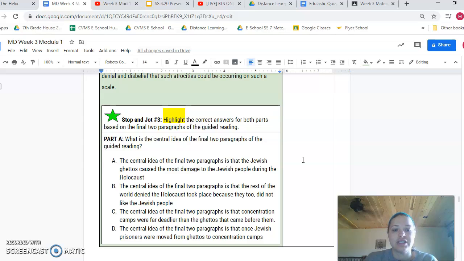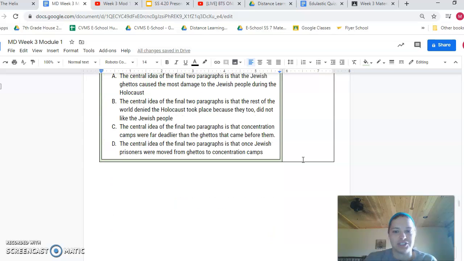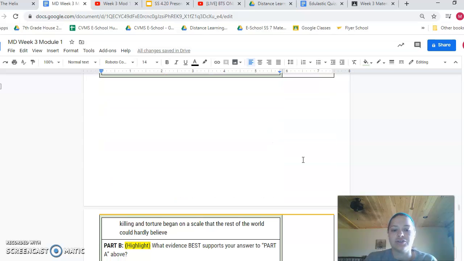B. The central idea of the final 2 paragraphs is that the rest of the world denied the Holocaust took place because they too did not like Jewish people. C. The central idea of the final 2 paragraphs is that the concentration camps were far deadlier than the ghettos that came before them. Or D. The central idea of the final 2 paragraphs is that once Jewish prisoners were moved from ghettos to concentration camps, killing and torture began on a scale that the rest of the world could hardly believe.